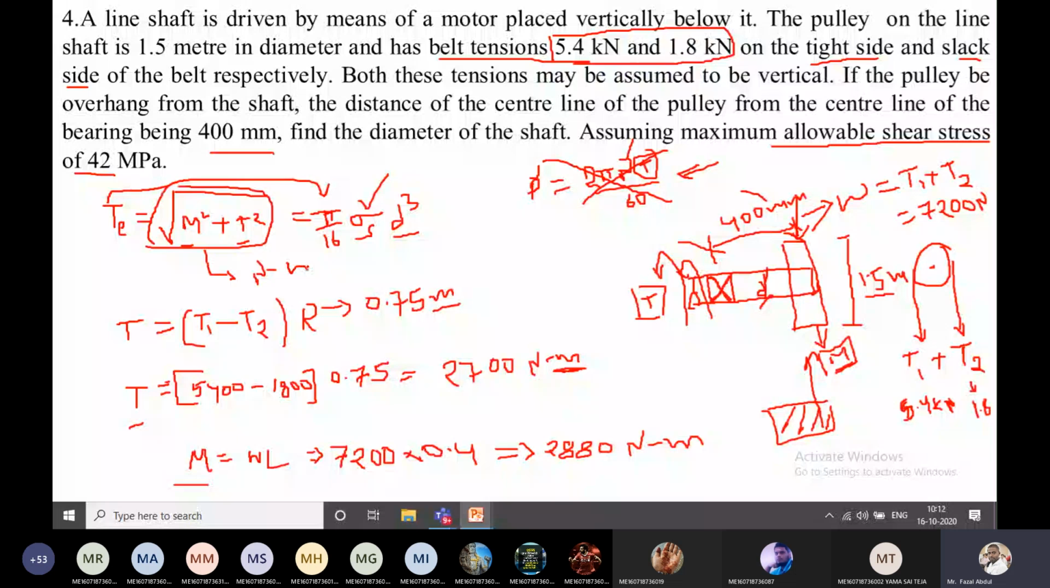The reason is that sigma is in terms of Newton per mm square. After converting, equate to this equation: 5/16 into sigma s into d cube. After equating, you will get the D value directly in terms of mm. Tell me the D value in terms of mm.